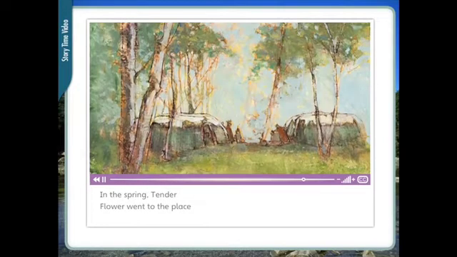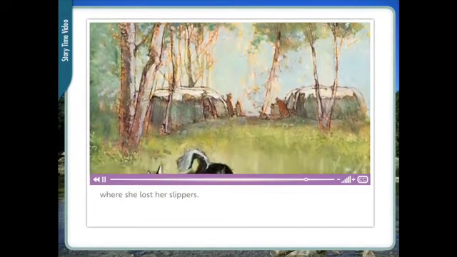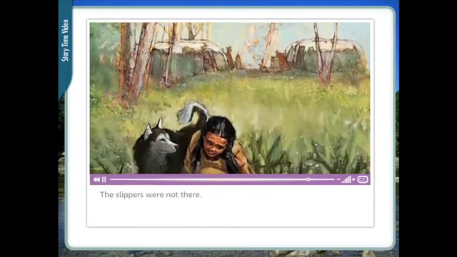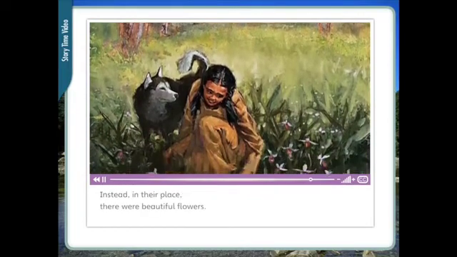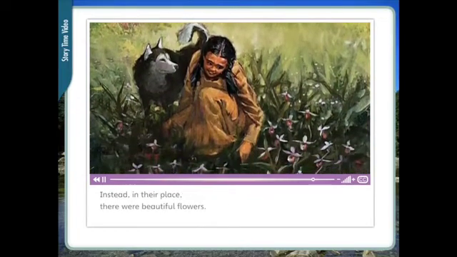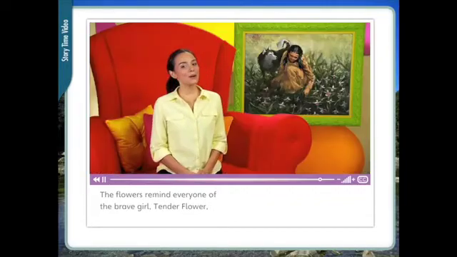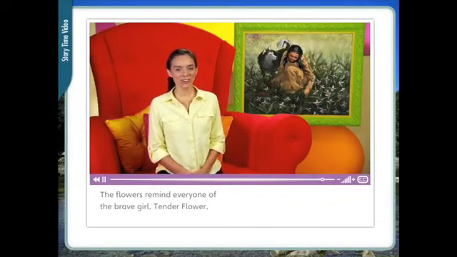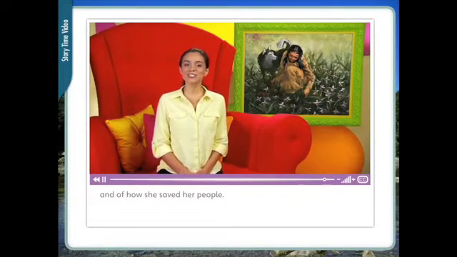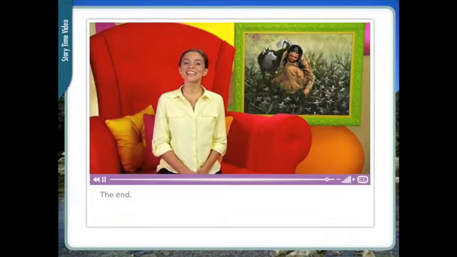In the spring, Tenderflower went to the place where she lost her slippers. The slippers were not there. Instead, in their place, there were beautiful flowers. The people now call these flowers lady slippers. The flowers remind everyone of the brave girl, Tenderflower, and of how she saved her people. The end.